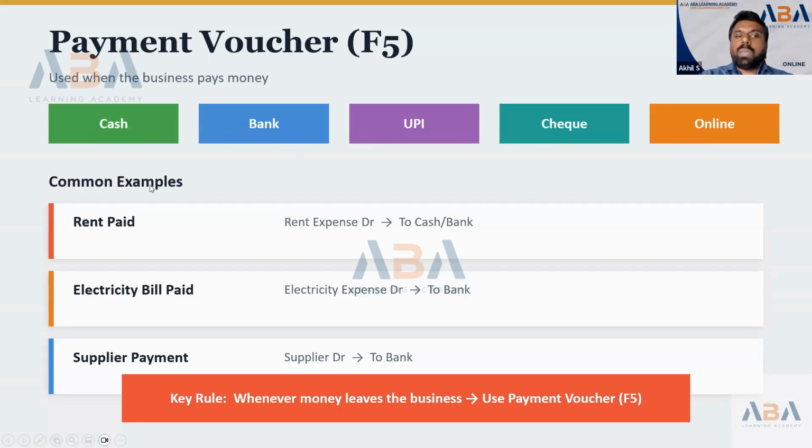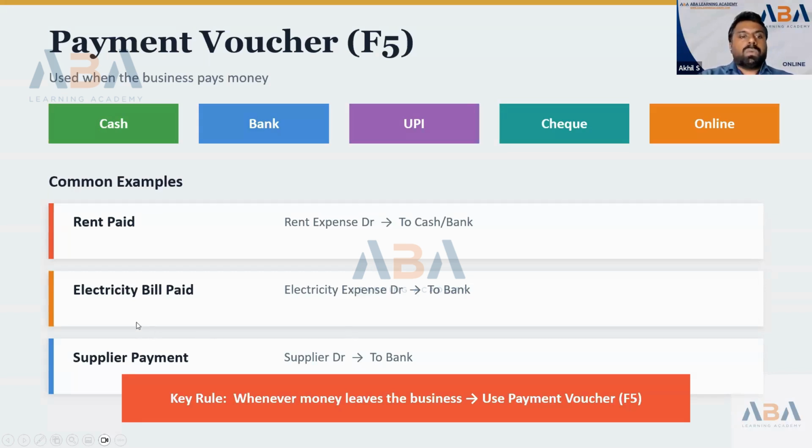A few examples where payment vouchers are used: rent paid. If you are making a rent payment, the transaction is rent expense debit to cash or bank. The rent is an expense, so we have to debit the expense and then credit the mode through which the money is going out, that is cash or bank.